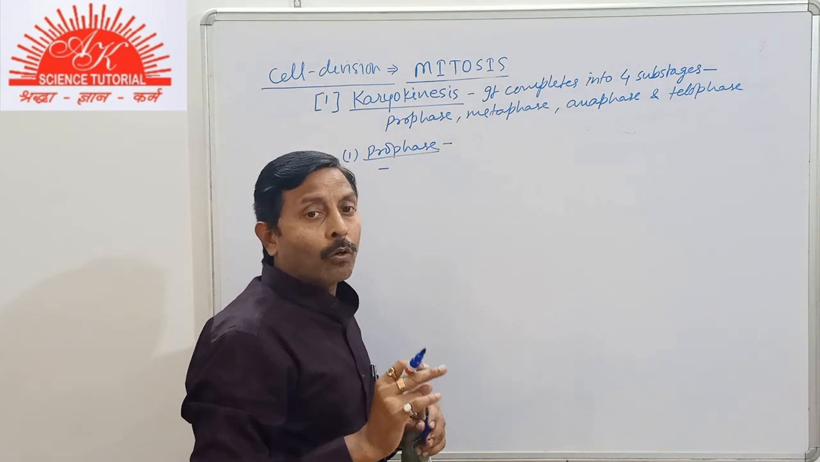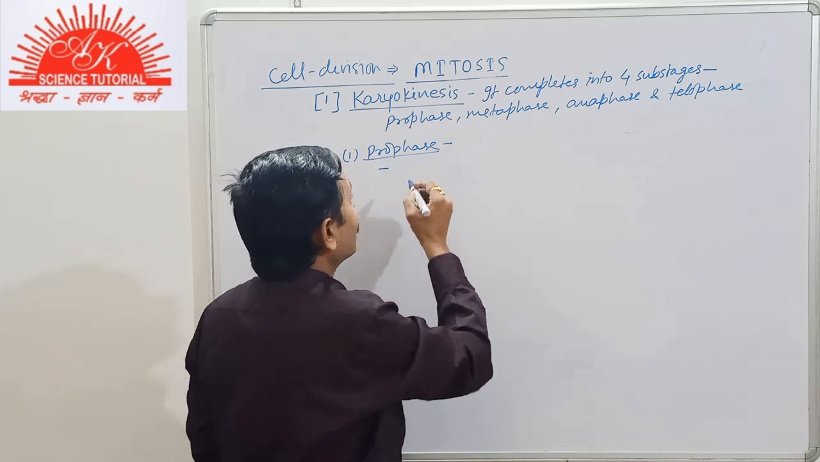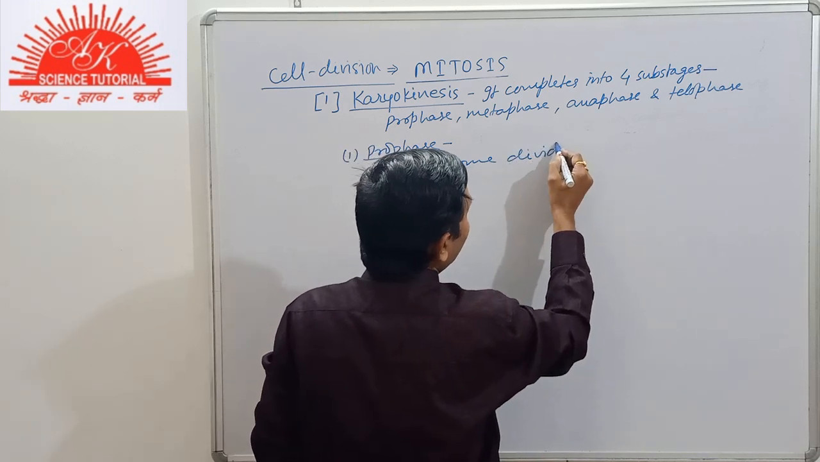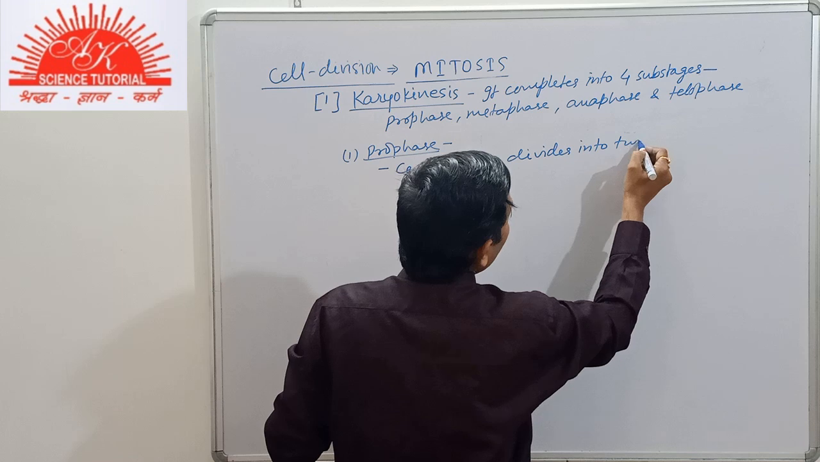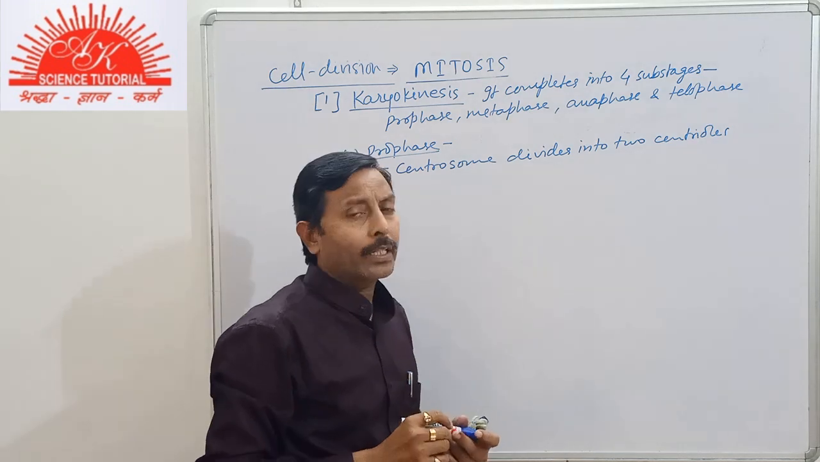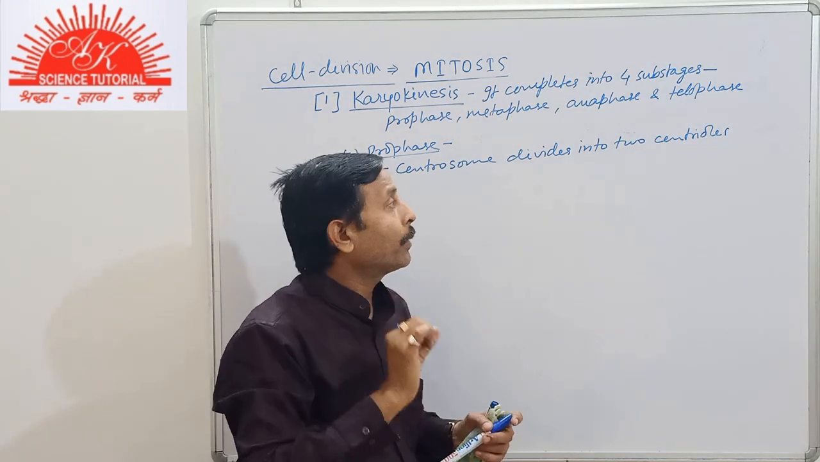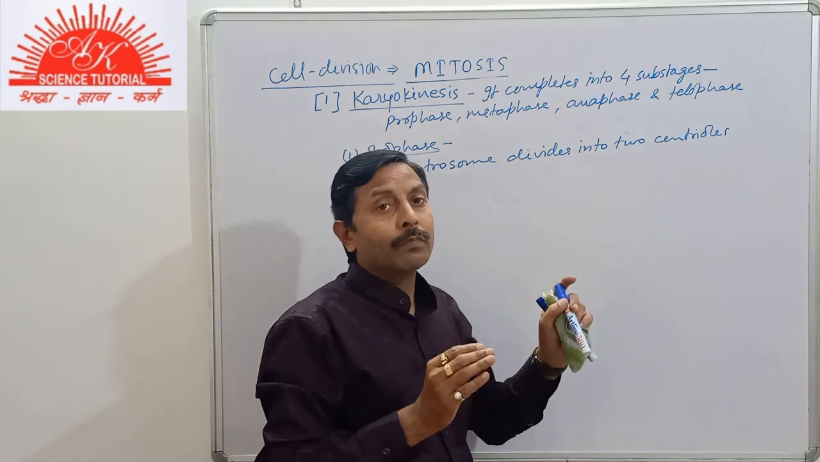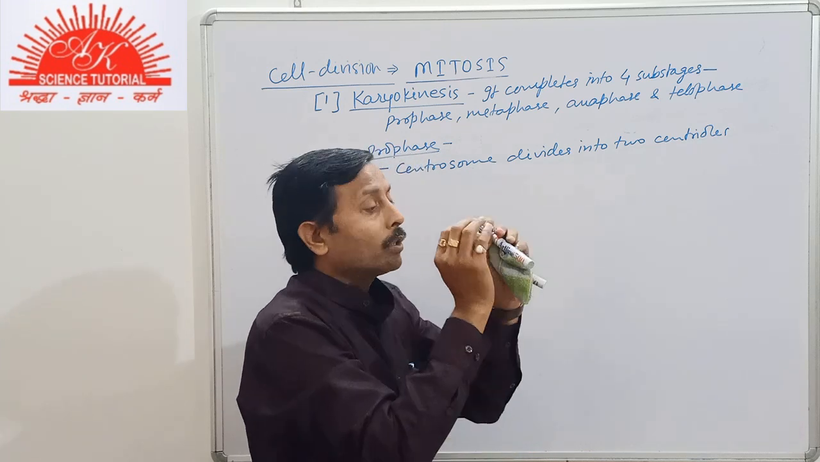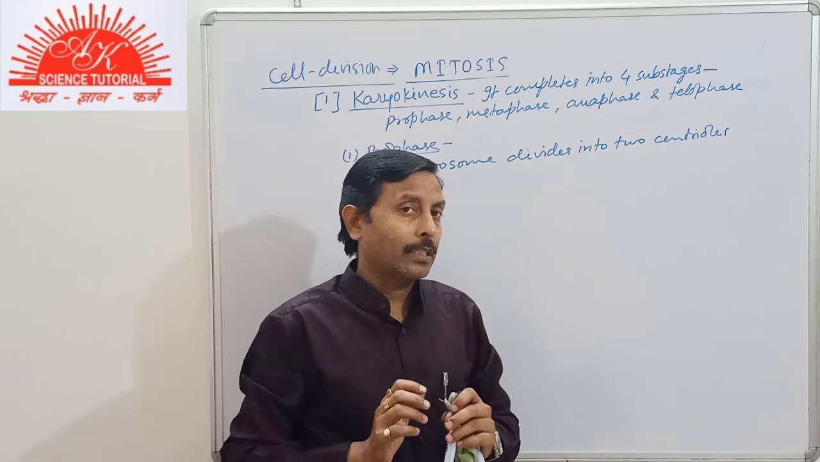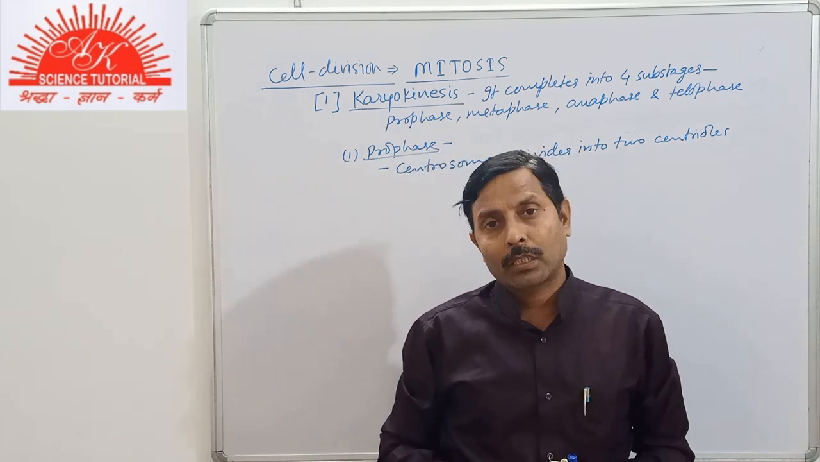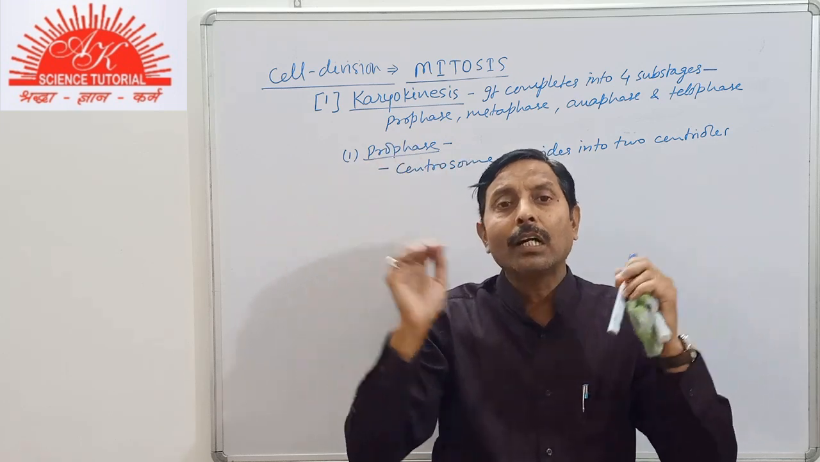First, in prophase, the centrosome divides into two centrioles. As you know, the centrosome is a clear space in the cytoplasm near the nucleus, in which there are two bundle-like structures called centrioles. So the centrosome divides into two centrioles, duplicated centrioles, which start to migrate towards opposite poles. That is, from one side they start to migrate towards the opposite ends.